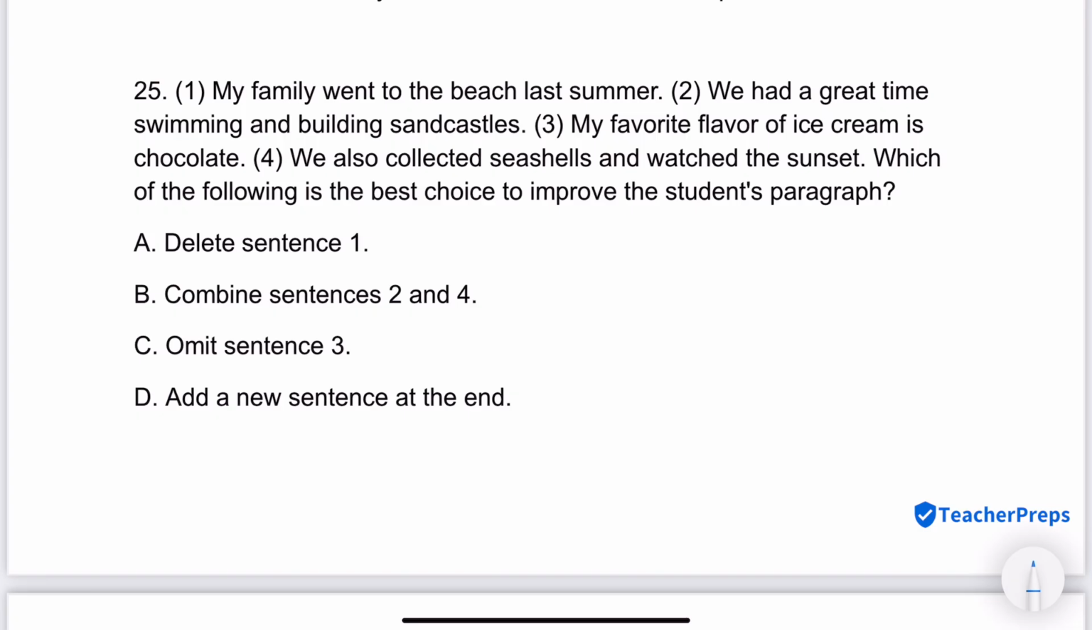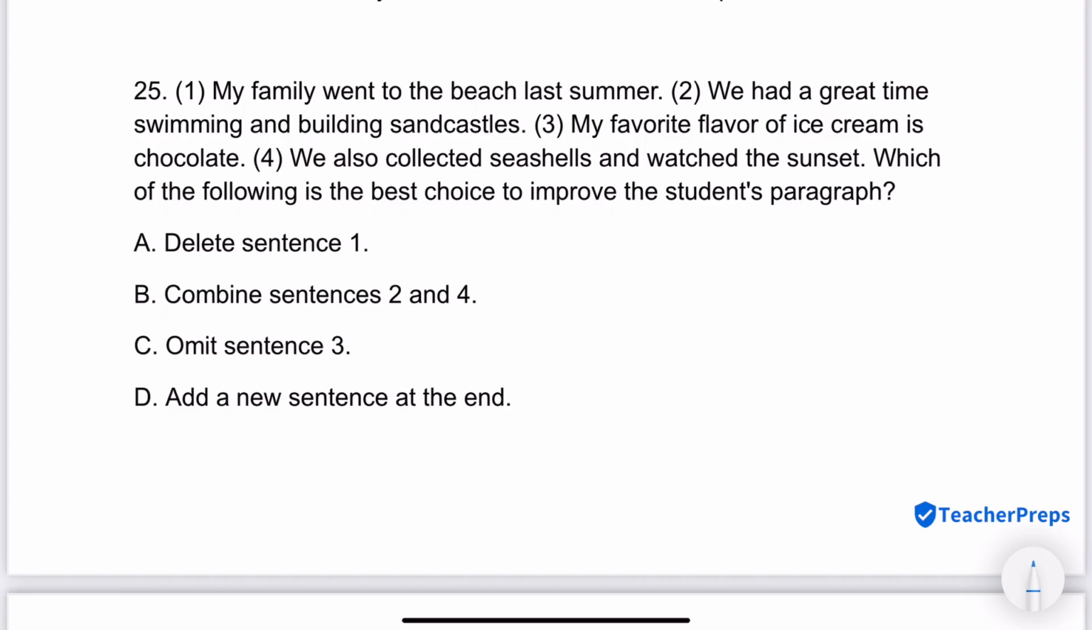Here we go. My family went to the beach last summer. We had a great time swimming and building sandcastles. My favorite flavor of ice cream is chocolate. We also collected seashells and watched the sunset. Which of the following is the best choice to improve the student's paragraph? All right, so this student wrote this paragraph, and we need to select the answer option A, B, C, or D that would make this writing more succinct or stronger. Which do you think it would be? A, B, C, or D?